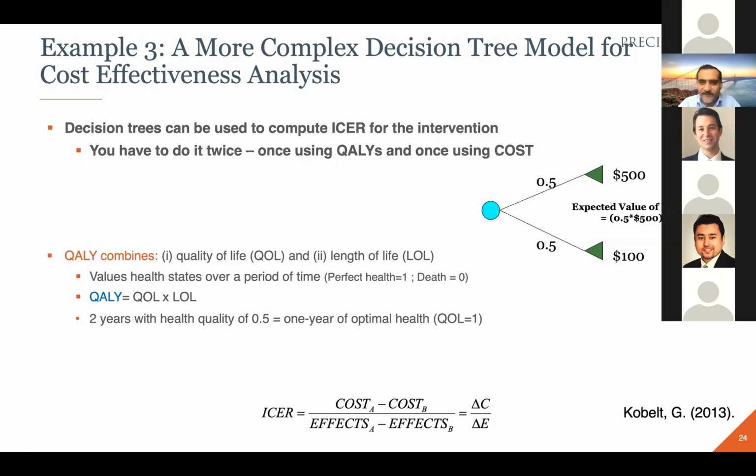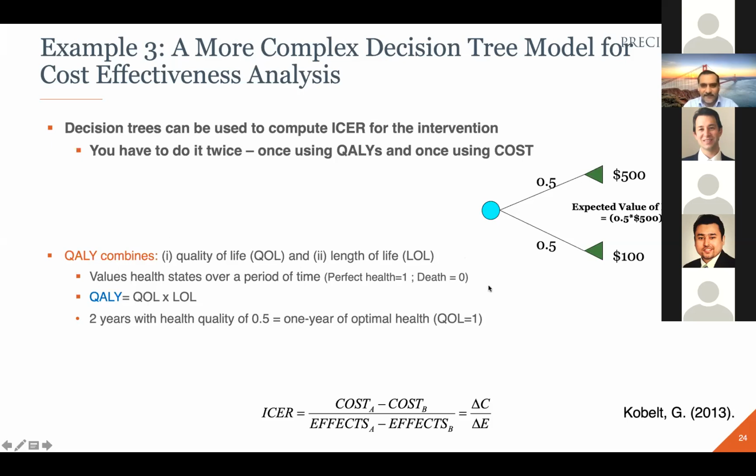Now, can we do cost effectiveness analysis through the decision tree? And the answer is yes. By the way, QALY is quality of life times length of life. The product of these quantities is computed as QALY. If you do interventions, an intervention means a benefit for the population, so the QALY will improve. The quality of life or the length of life, at least one of the two, should improve. QALY combines these two metrics basically.